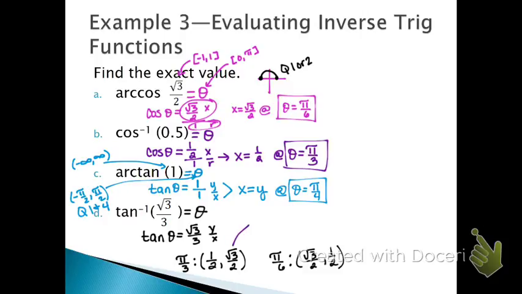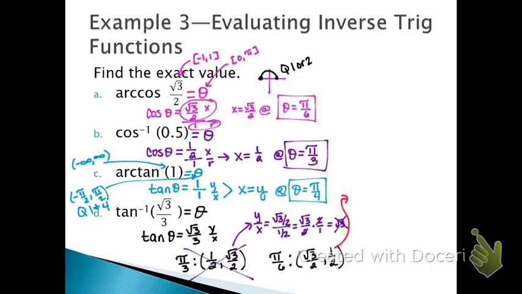Pi over 3? Alright, so if I take that one, I'm going to take y over x, which is the square root of 3 over 2 over 1/2. Keep it, change it, flip it. And we get the square root of 3. Is that what we wanted? No. So, unless I made a mistake, that's not the one. I'm probably looking at pi over 6, but I'm going to make sure I want to use pi over 6. So try it.